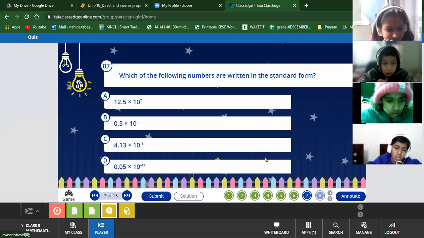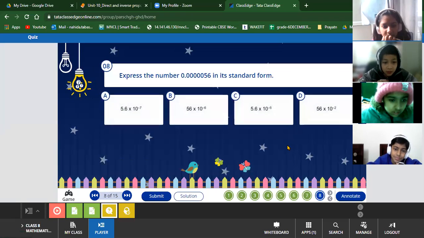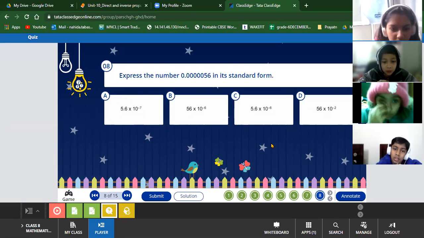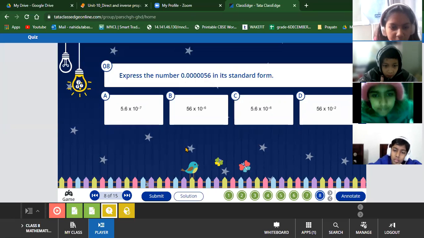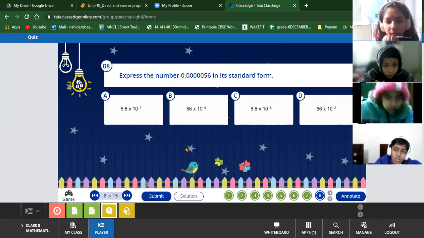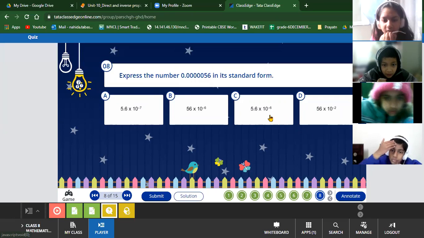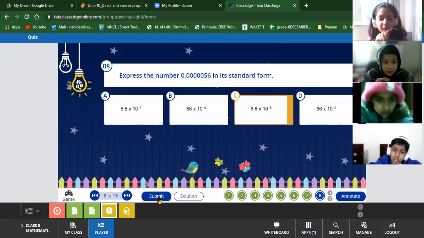C. Right, because D could also be, but there couldn't be 0 in the standard form. Exactly. So how will you express this number in the standard form? It is C, 5.6 raised to the power of -6.